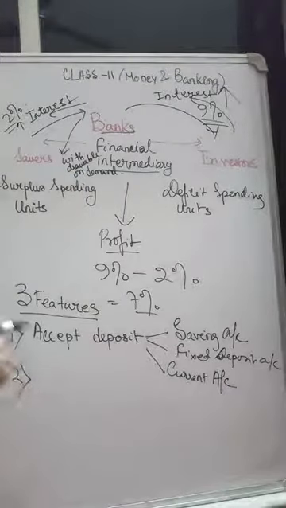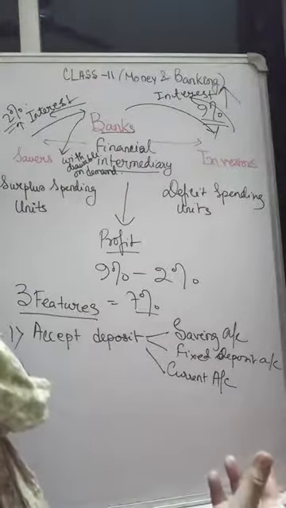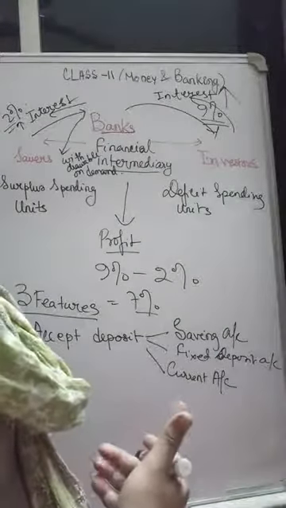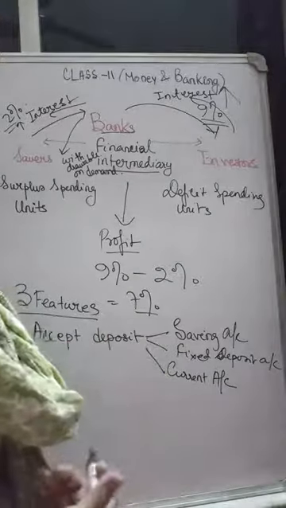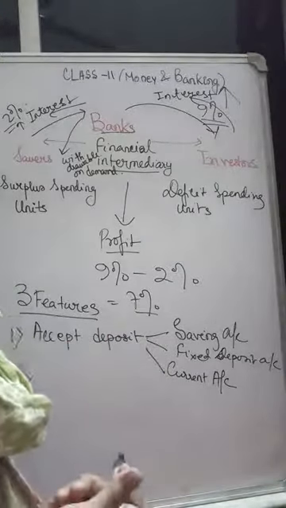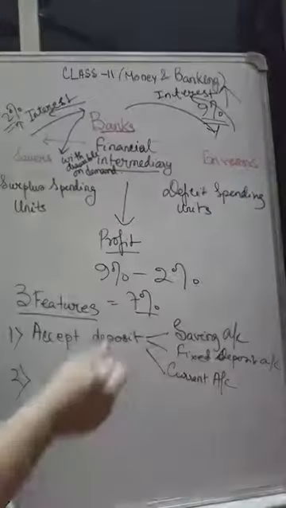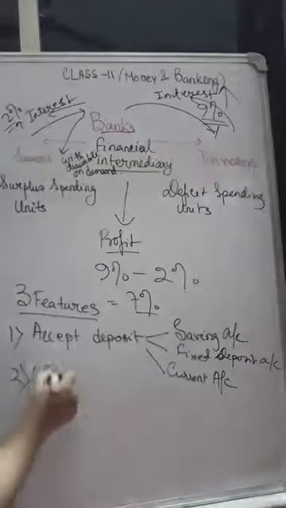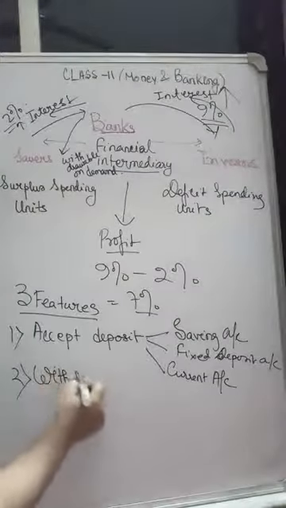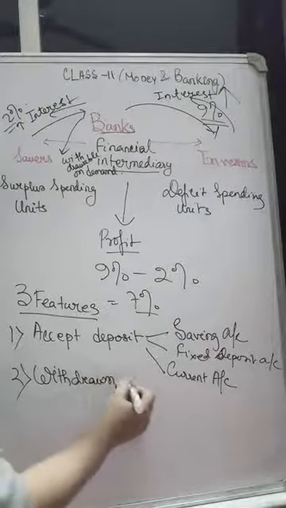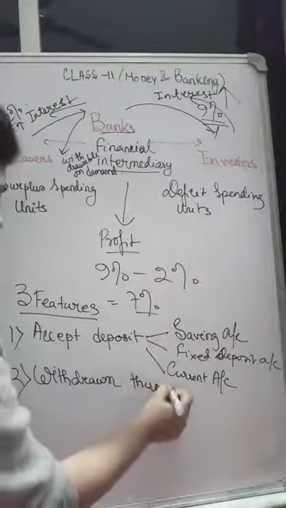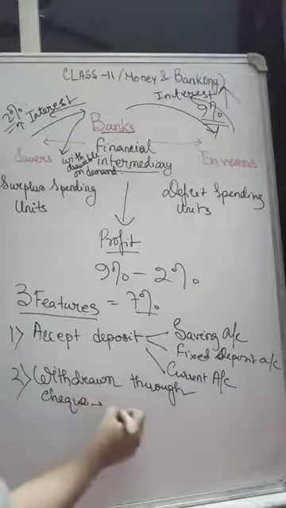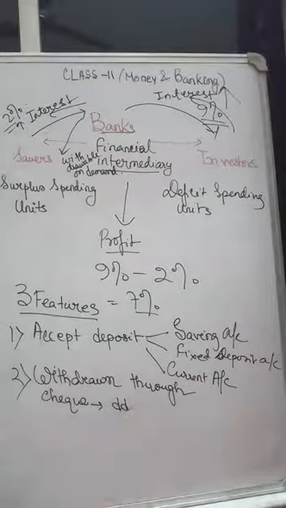Number two, now whenever we give the deposit, it is not that it is with the bank and I cannot demand it back. If I don't have my freedom to use my money, then why will I keep it with the bank? So the bank also gives the freedom that you can withdraw whenever your need arises. So the money can be withdrawn by the depositors through cheque. So whenever we demand, we can get the money back. So it is a kind of demand deposit.